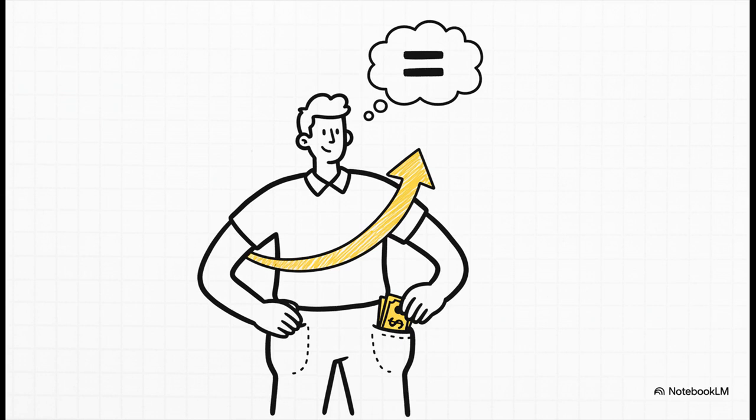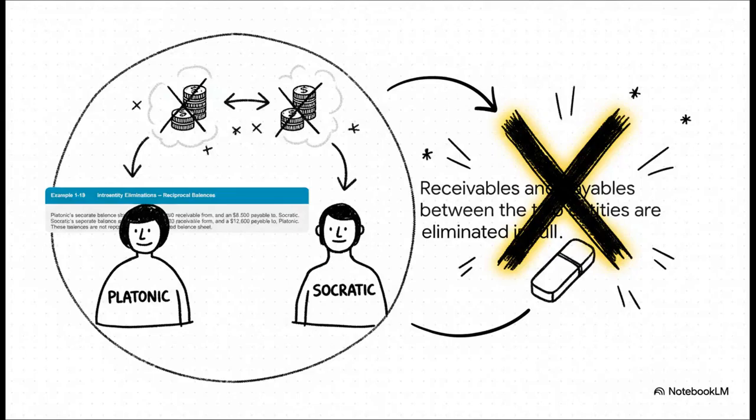Think of it like taking money from your right pocket and putting it in your left. Are you any richer? Of course not. The exact same principle applies here. Here's a perfect example. Platonic's books say Socratic owes them $12,600. Socratic's books say they're owed $8,500 from Platonic. On their separate books, those are real numbers. But on the consolidated family balance sheet, poof, they vanish completely. Because from the perspective of a single entity, the company just owes money to itself, which is totally meaningless. So these balances are completely eliminated.